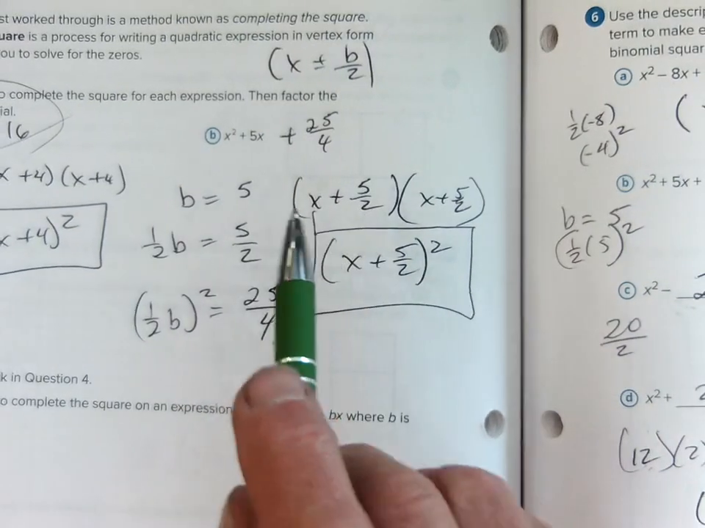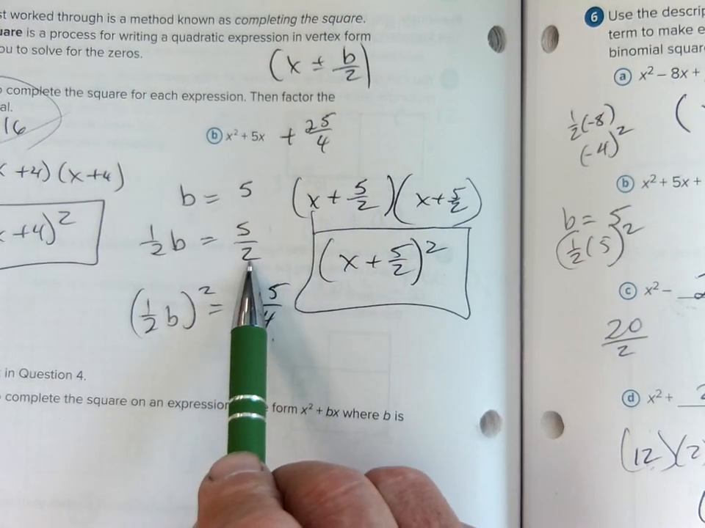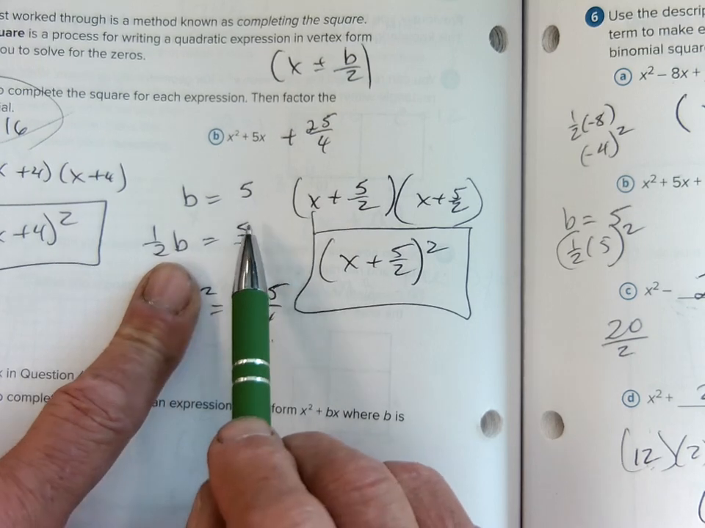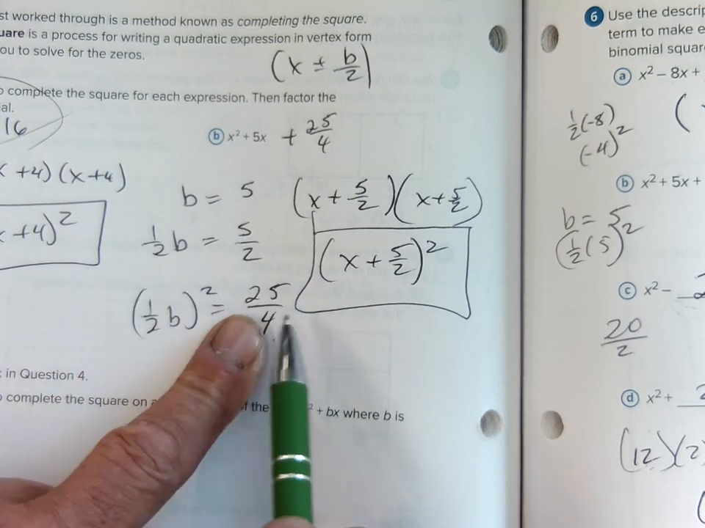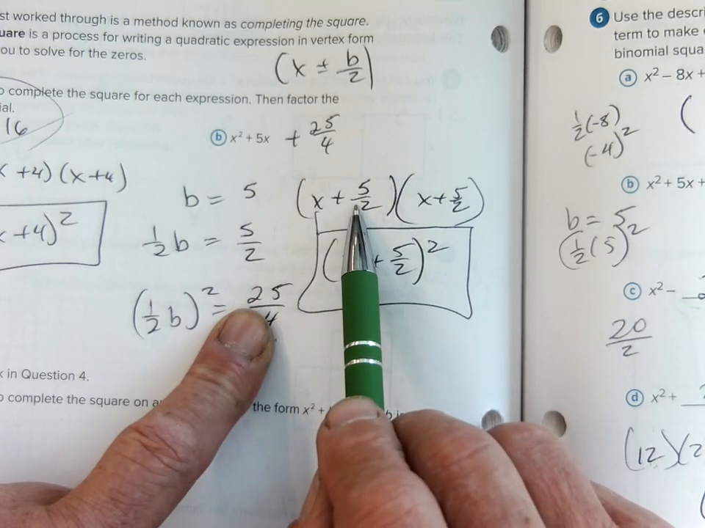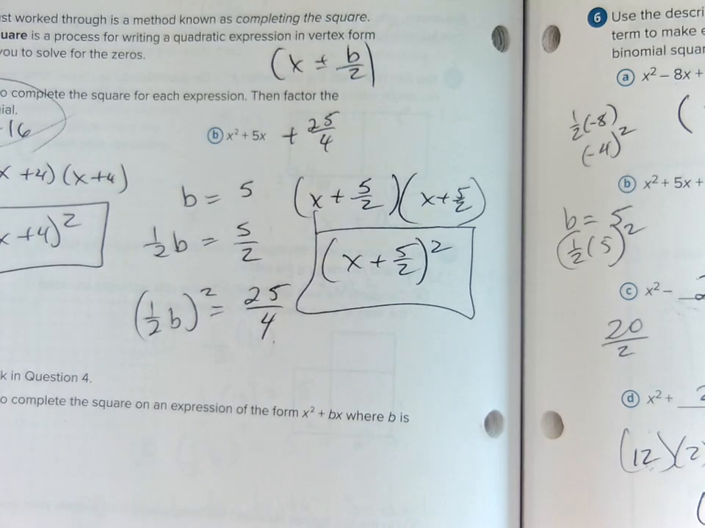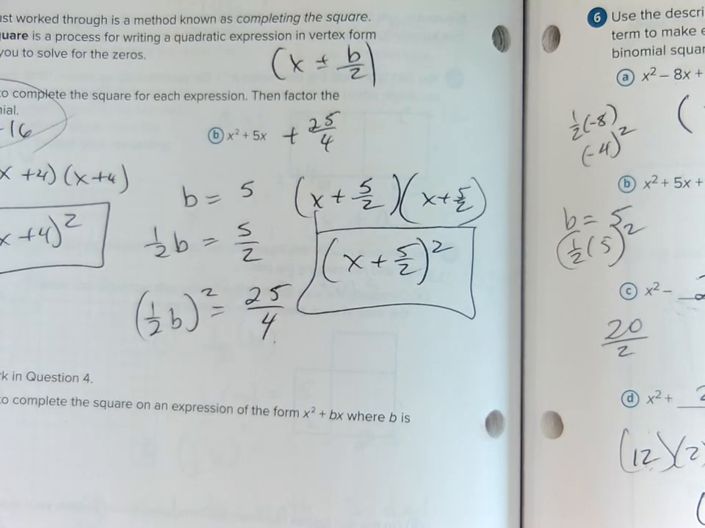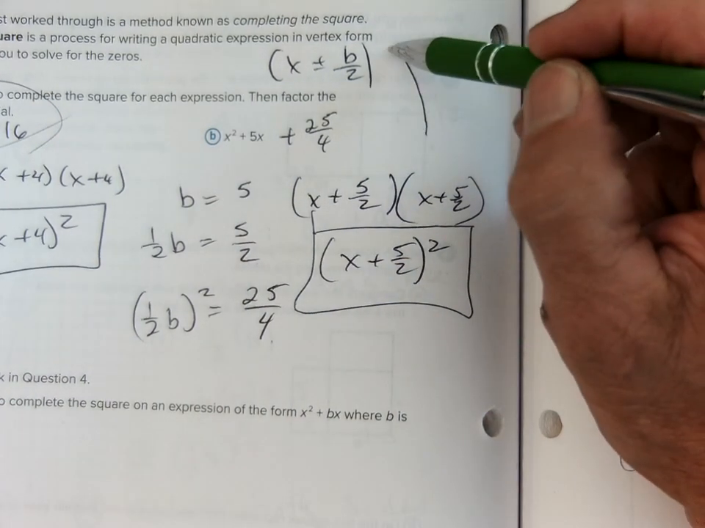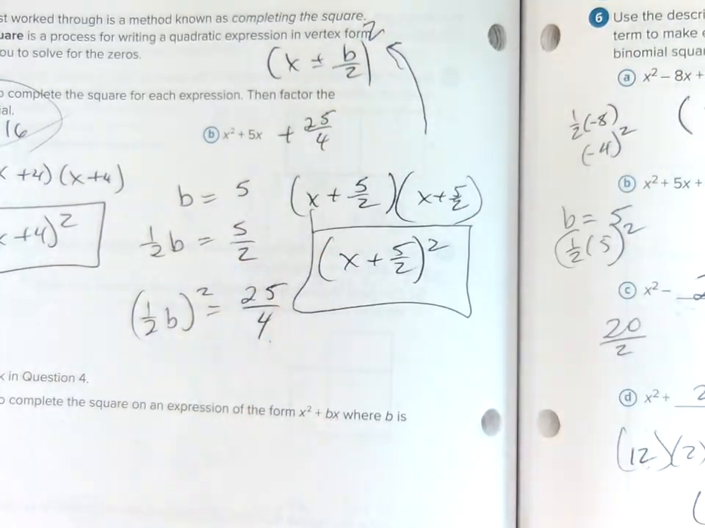On b we did the same thing. We took half of 5. Half of 5 is 5 halves. We squared that, and we get 25 fourths, and we added that, and that'll factor into x plus 5 halves, x plus 5 halves. Or we can rewrite it as x plus 5 halves squared. So it always factors into this term, x plus or minus b over 2 quantity squared.